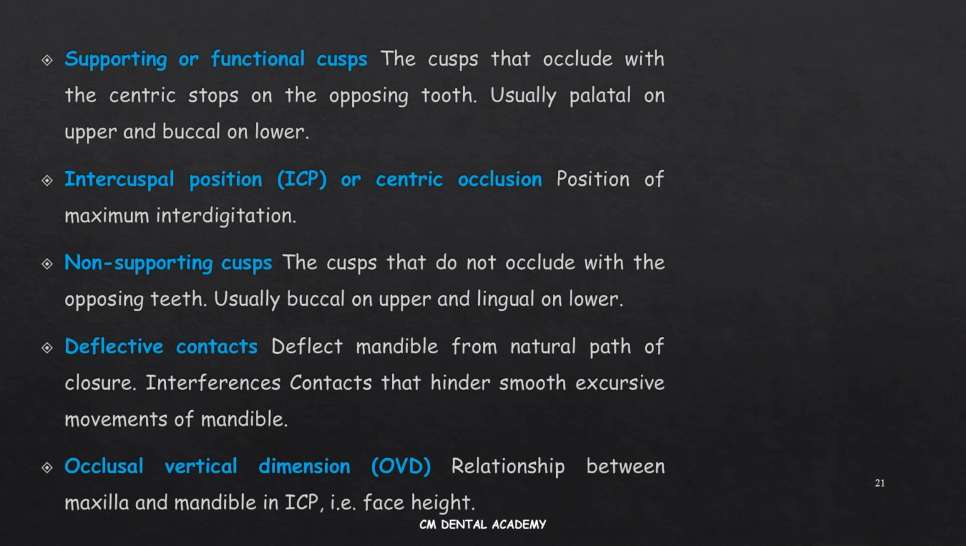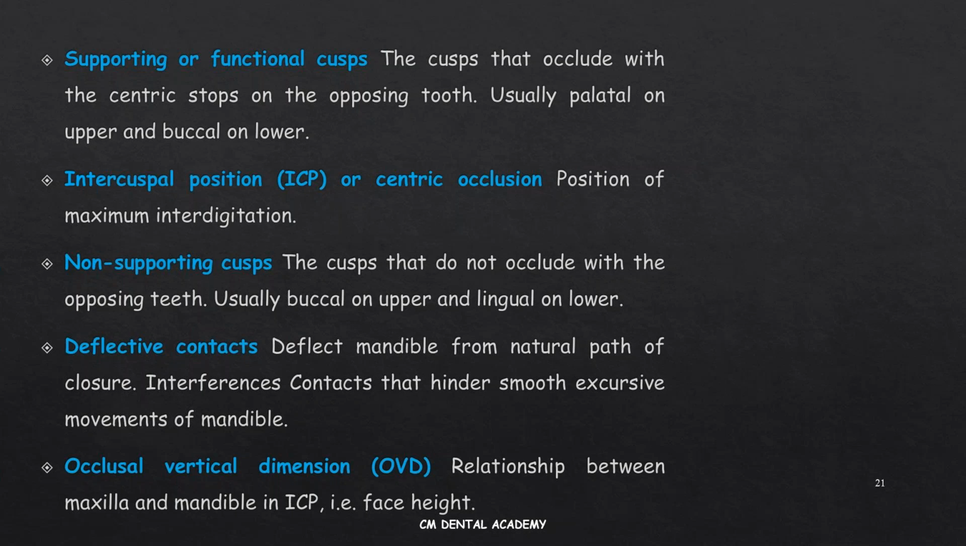Supporting or functional cusps are the cusps that occlude with the centric stops on the opposing tooth, usually palatal on upper and buccal on the lower. Intercuspal position, or the centric occlusion, is the position of maximum interdigitation. The non-supporting cusps do not occlude with the opposing teeth, usually the buccal on upper and lingual on the lower.